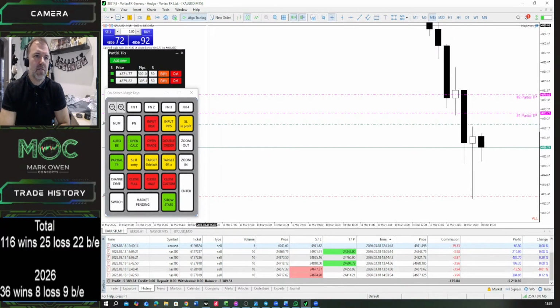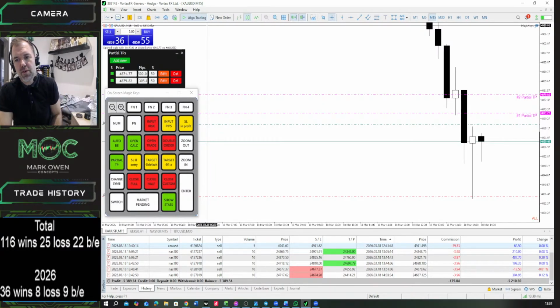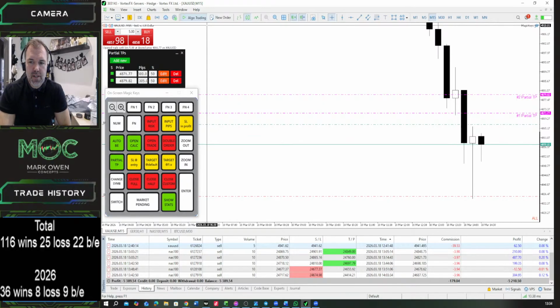Come on, gold. $150 down on the day and still struggling to find a bid at these prices off a big daily level as well. So I think NASDAQ, you might be back around your entry price or slightly in profit now. It's having a bit of a move.